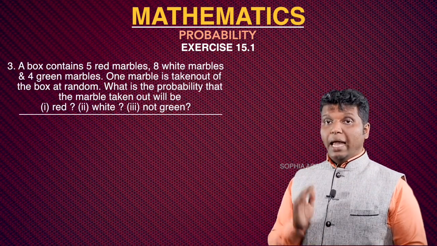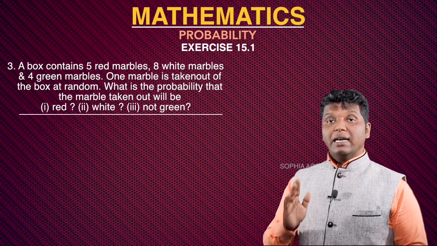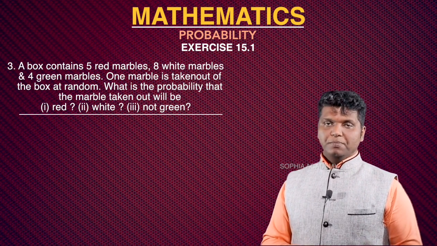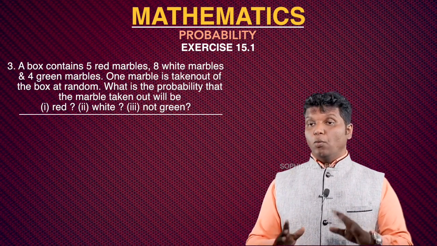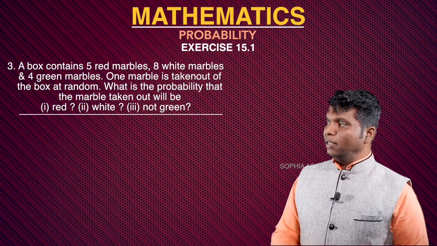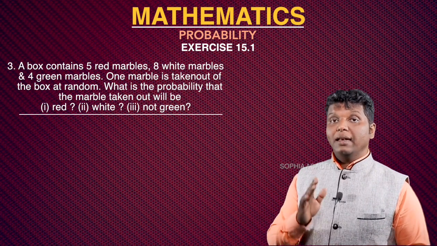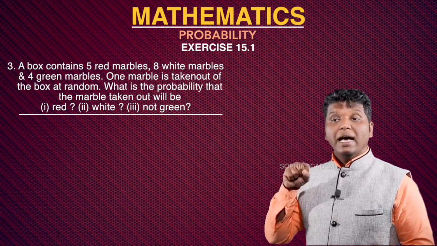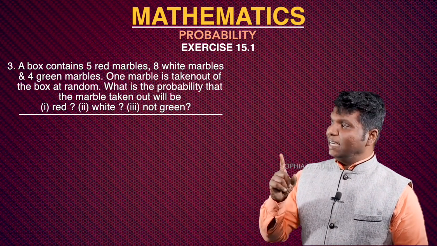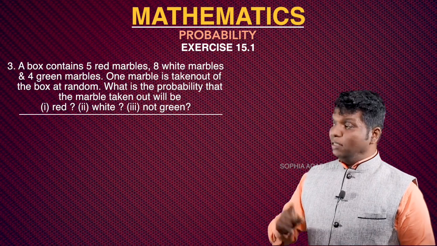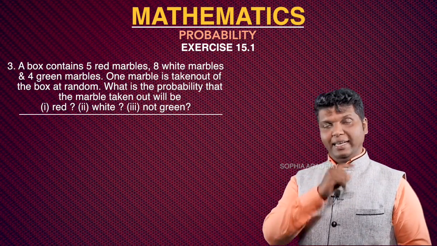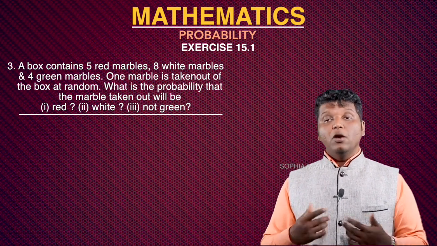Next one. A box contains 5 red marbles, 8 white marbles, and 4 green marbles. So there is a box, and it contains 5 red marbles, 8 white marbles, and 4 green marbles. If a marble is drawn randomly, find the probability that the marble drawn is a red marble. Second, the marble drawn is a white marble. Third, the marble drawn is not green.